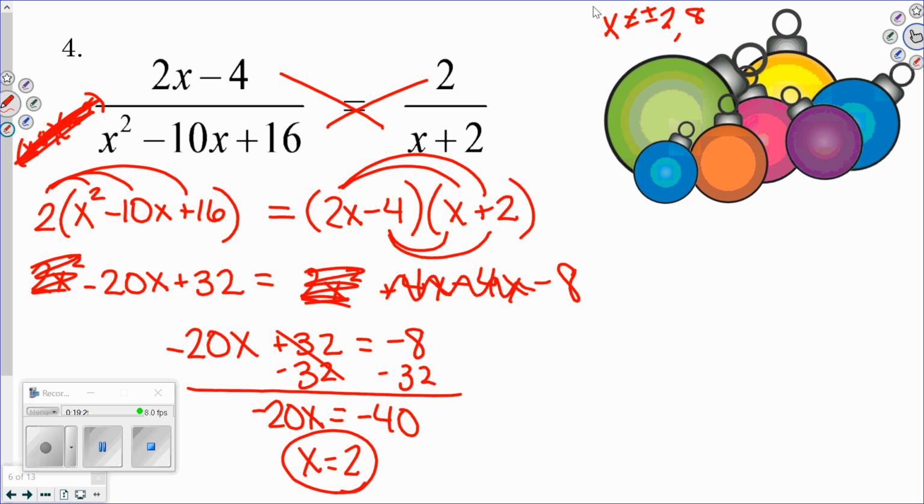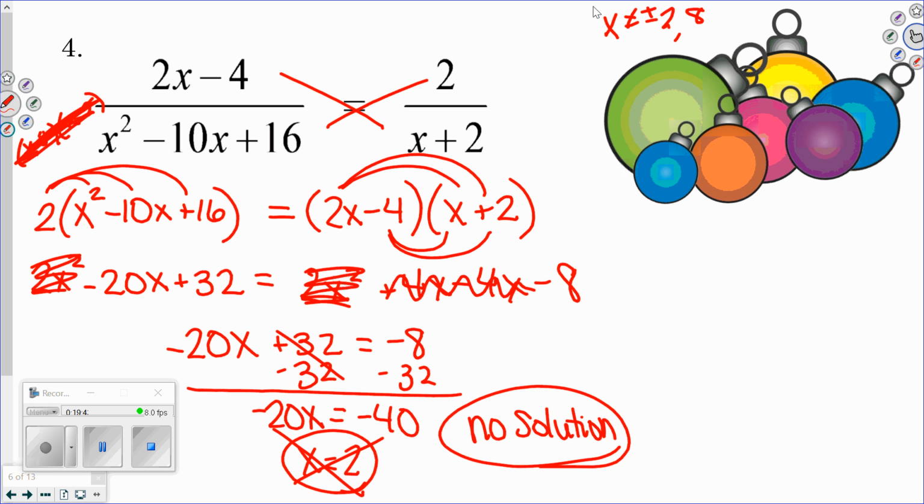Wait, what? Why not? My restrictions are plus or minus 2 and 8. Yeah, so this is not a good answer. So there is no solution.